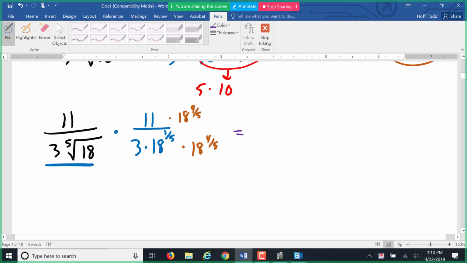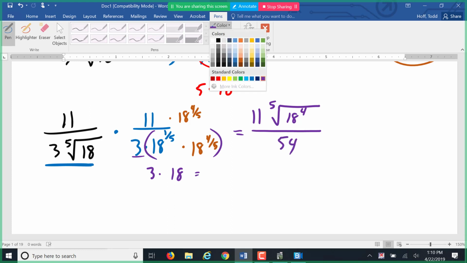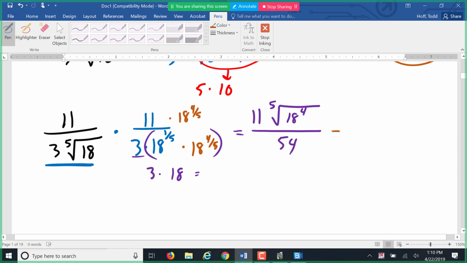On top, 11 times 18 to the 4/5. Well, that's going to be 11 times, what's the index of my root going to be here? 5, good. And 18 to the power of 4. On bottom here, 18 to the 1/5 times 18 to the 4/5 is just 18. 3 times 18 is 54. We are not done here. Well, we could take 18 to the 4th power, but 18, remember, factors to 2 squared times 3.